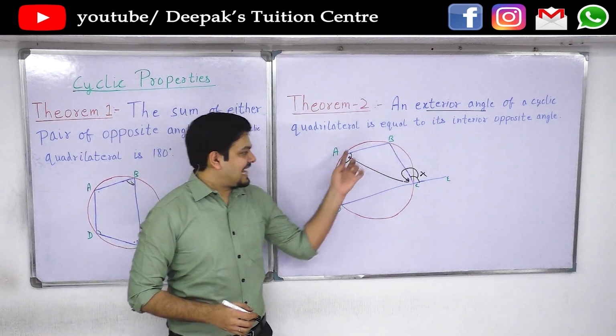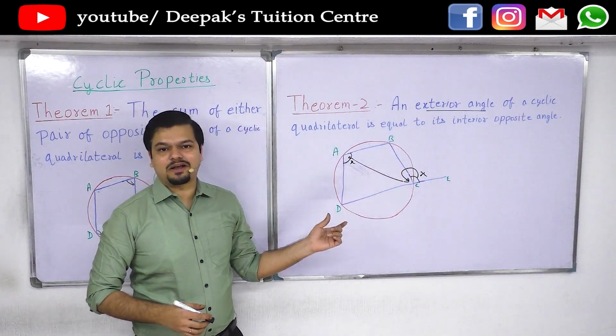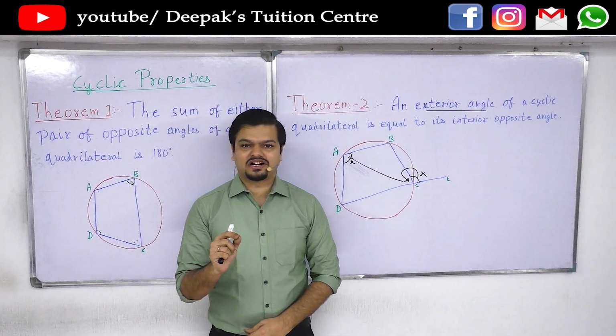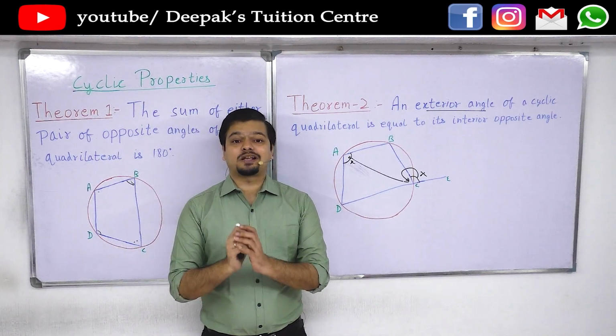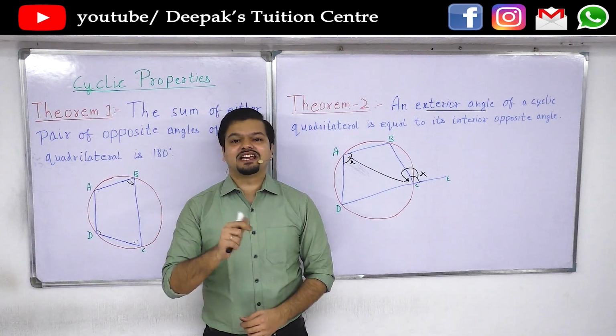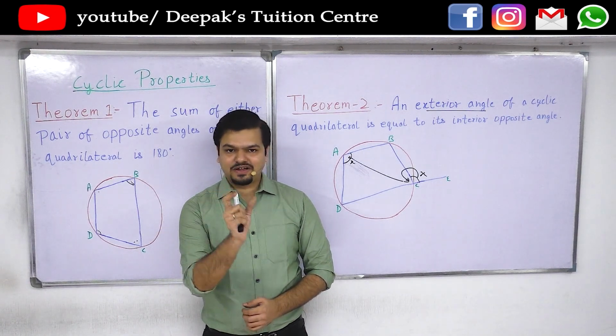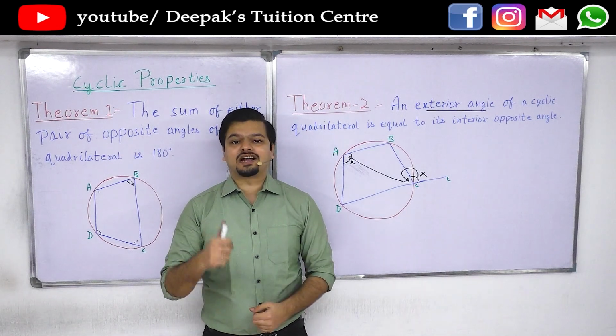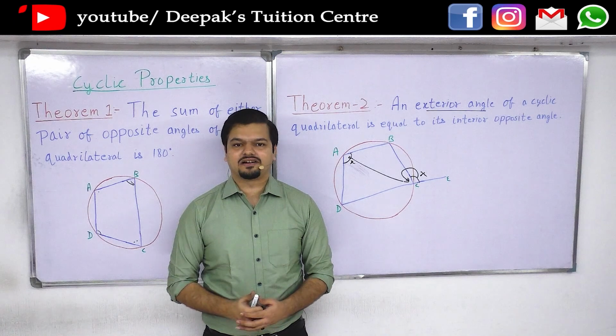The points that are the vertices of the cyclic quadrilateral: if any 4 points are on the circumference of a circle, then we call those points concyclic points. And the quadrilateral formed by those points is called a cyclic quadrilateral. So differentiate between the meaning. The points are called concyclic points and the quadrilateral is called a cyclic quadrilateral.